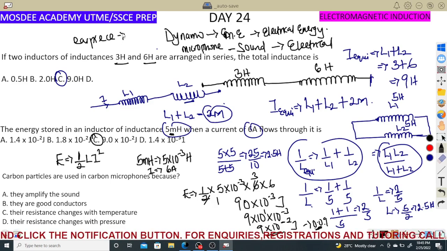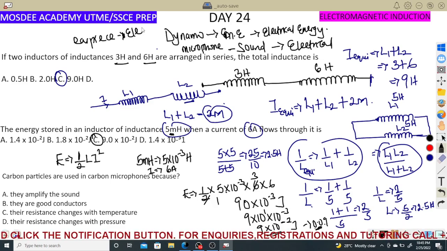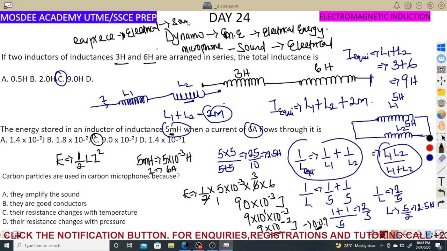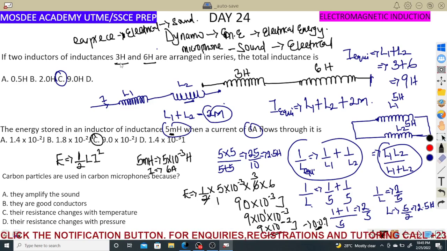Whereas the telephone earpiece converts electrical energy to what? To sound. Some people still make mistakes on this, so don't make a silly mistake in your exam. These are important things to keep in mind. I'm trying to cover all areas of the syllabus, and that's why I'm talking about all this.